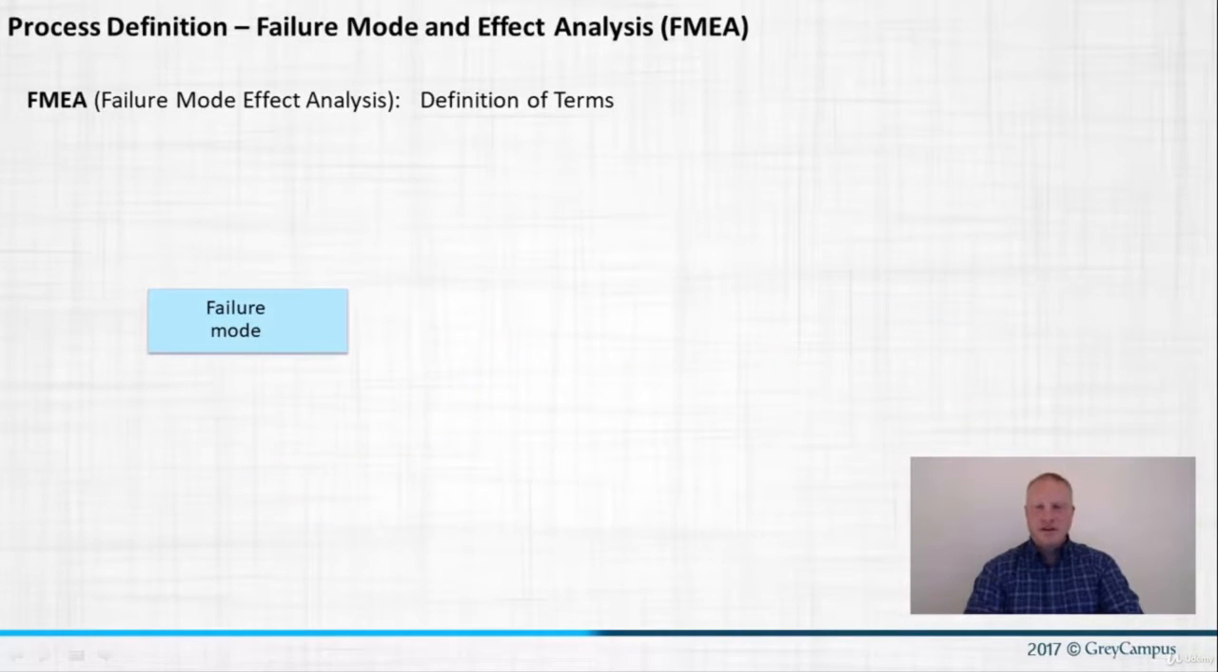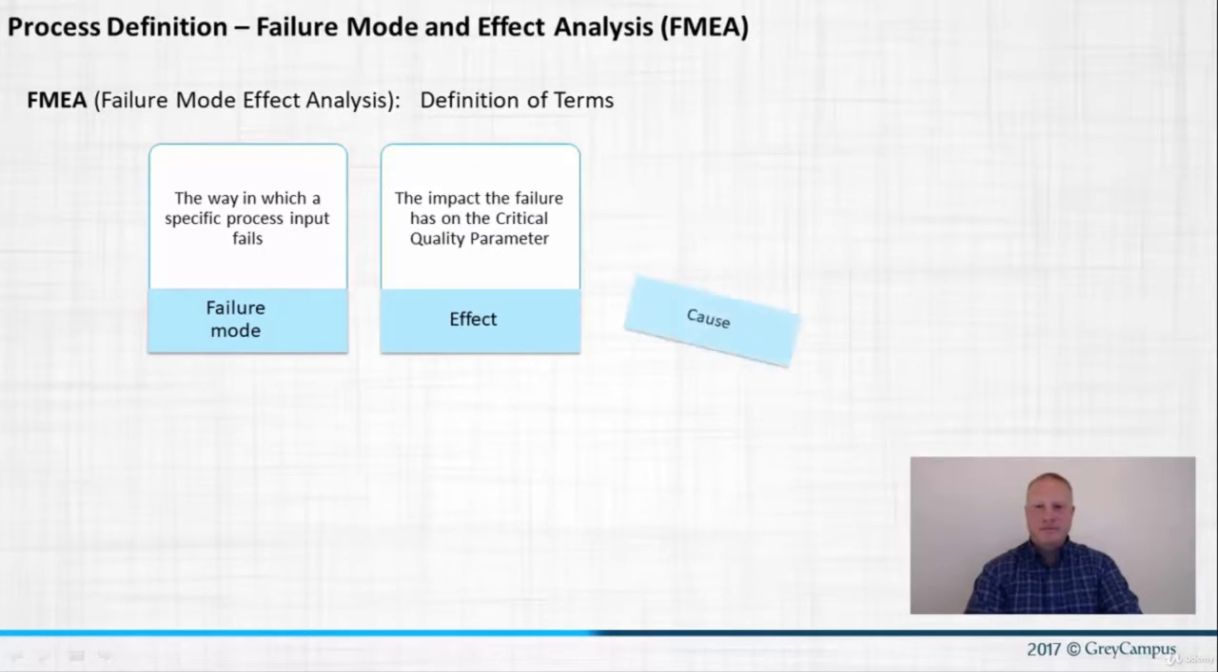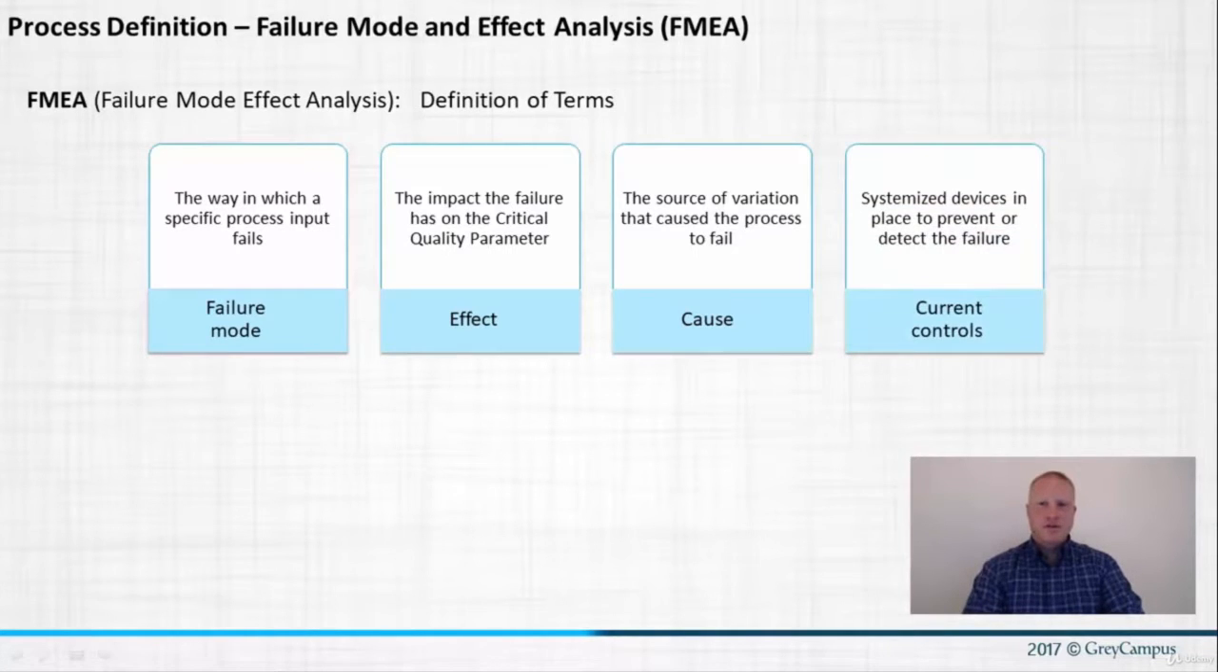There are certain terms associated with failure mode and effects analysis. The failure mode itself is what goes wrong. The effect of that is how we determine it, or what's the symptom of it. The cause is what causes that failure mode. Using the FMEA tool, we may come up with several causes for any given effect. And current controls are what we have currently in place to either detect or prevent that failure from occurring.